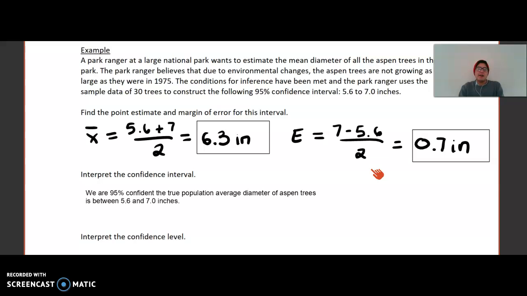So here I have a point estimate of 6.3 inches plus or minus 0.7, and that's how I obtain the interval of 5.6 to 7 inches. Now, interpreting the confidence interval would sound something like, we are 95% confident that the interval from 5.6 to 7 inches captures the true population average diameter of aspen trees, or your interpretation can look something like mine. Either one is fully acceptable. Again, notice that I include the confidence level, I include context, and I include my interval here.